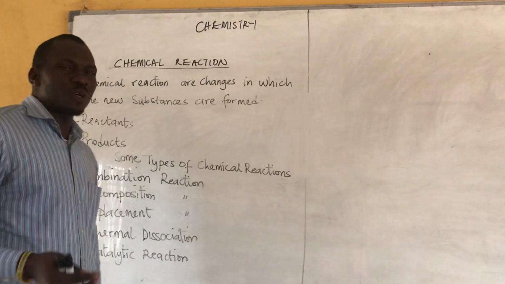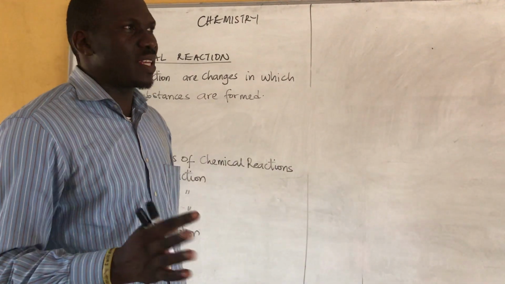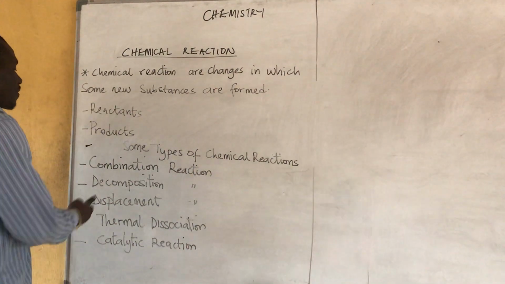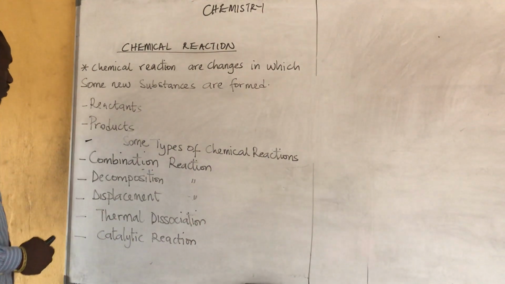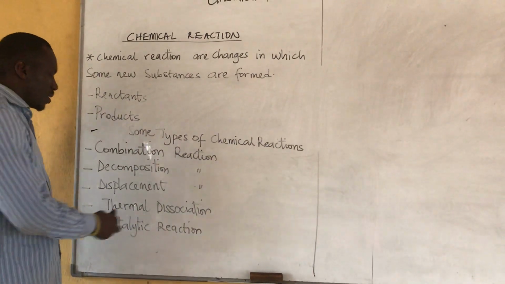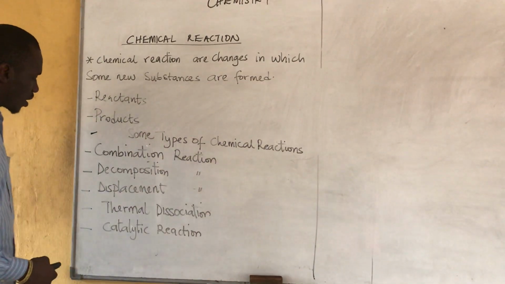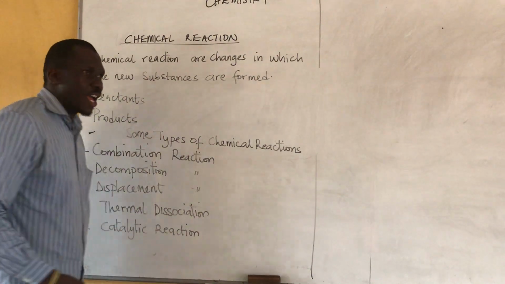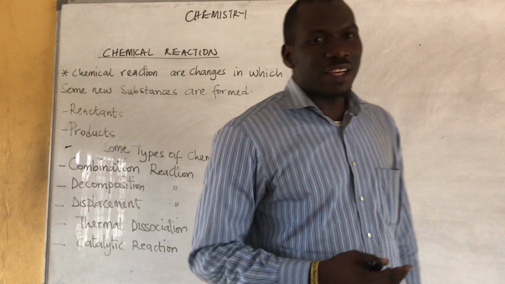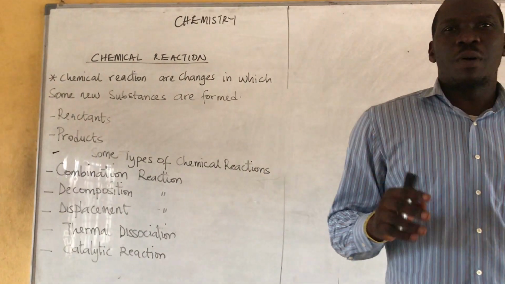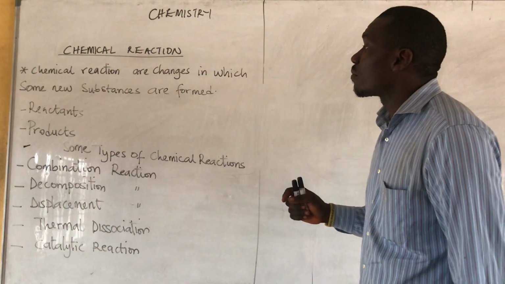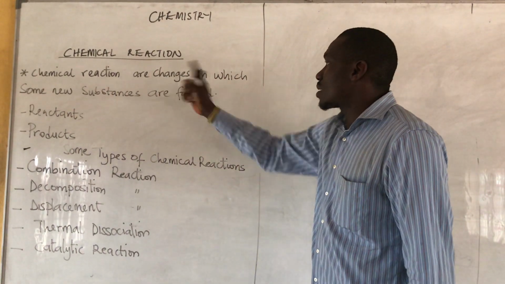We have many types of reactions, name it, many. But in this class, we are going to be talking about few. We have combination reaction, decomposition reaction, displacement reaction, thermal dissociation, catalytic reaction, and so many. Oxidation and reduction, redox reaction, and so on. But for the purpose of this class today, we are going to be talking about this. Let's start. What is chemical reaction?